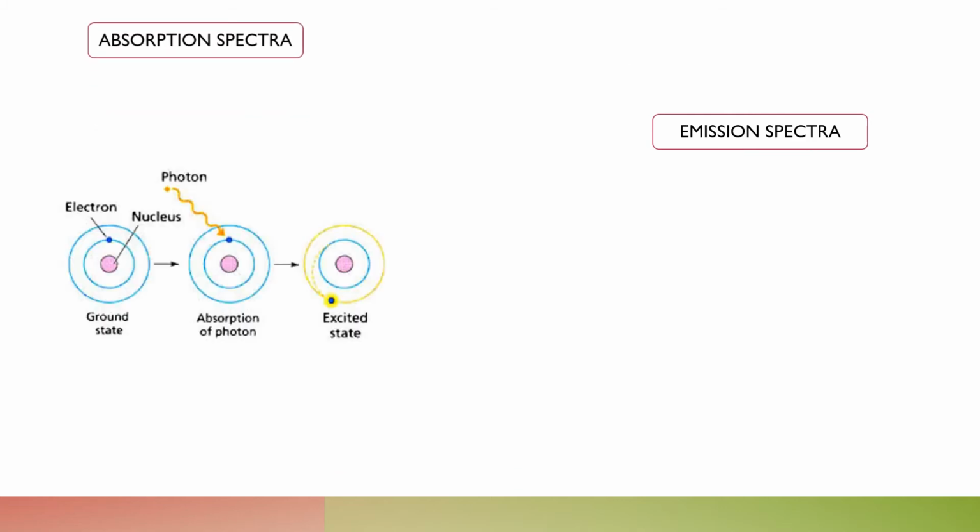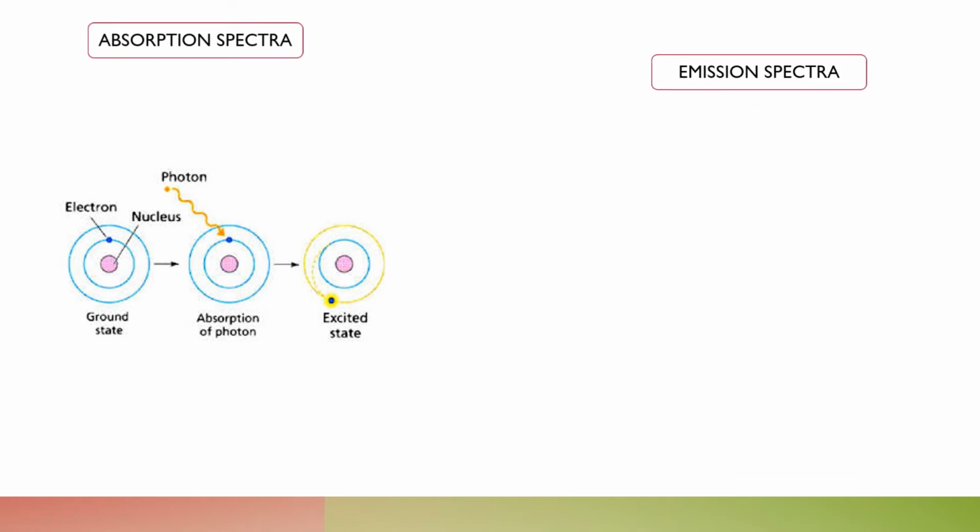When electrons from the ground state level absorb energy from the electromagnetic radiation, they jump into the higher energy level called the excited state. The spectra obtained by the absorption is called absorption spectra, which consists of dark lines.